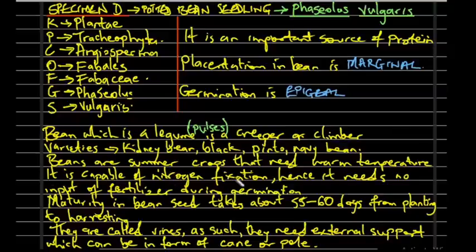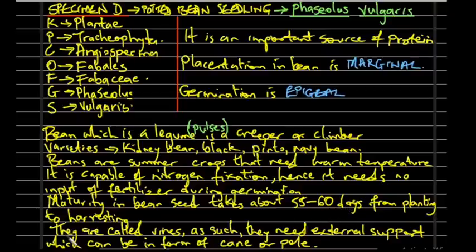Now, it is capable of nitrogen fixation, and this ability to carry out nitrogen fixation is the reason why farmers do not necessarily need to apply much fertilizer to this crop when it is being cultivated. Now maturity of this bean seed takes about 55 to 60 days after planting. So between planting and harvesting it takes approximately 2 months, that's between 55 to 60 days.